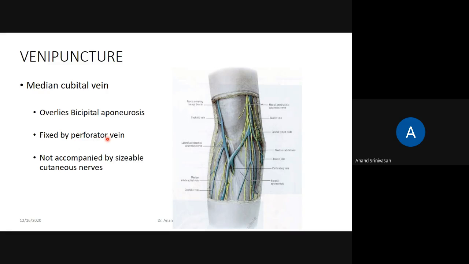It's fixed by a perforator vein. A perforator vein is a small vein present below, which holds the vein in its position. And it's not accompanied by any sizable cutaneous nerves. That's the reason that it is less painful. There are cutaneous nerves, but they are not too big. If the nerves are quite big, then the pain is going to be more. So these are the reasons why we prefer the median cubital vein for withdrawing the blood.